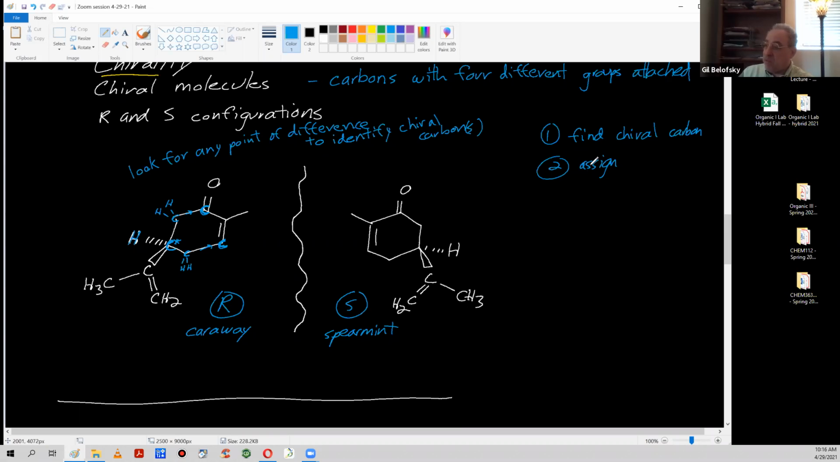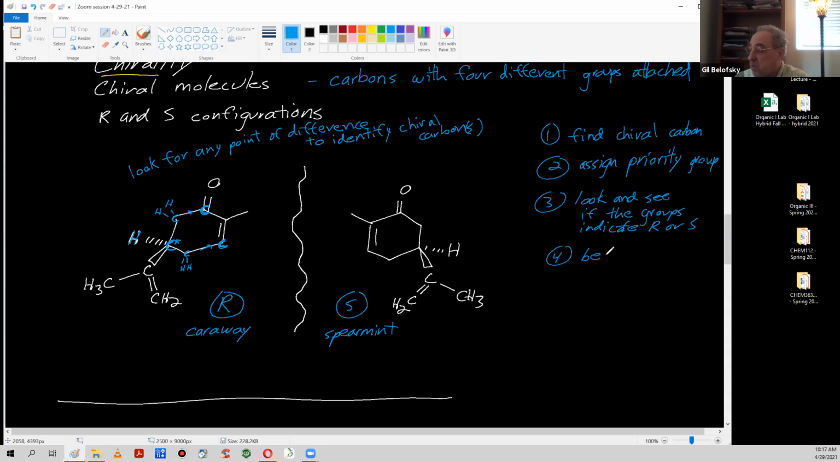Once you've done that, you just look at it and say if it's R or S, and you're done for the most part. So assign priority groups. That's most of the work. And then 3 is look and see if the groups indicate R or S. And then 4, be able to draw the enantiomer, the mirror image.